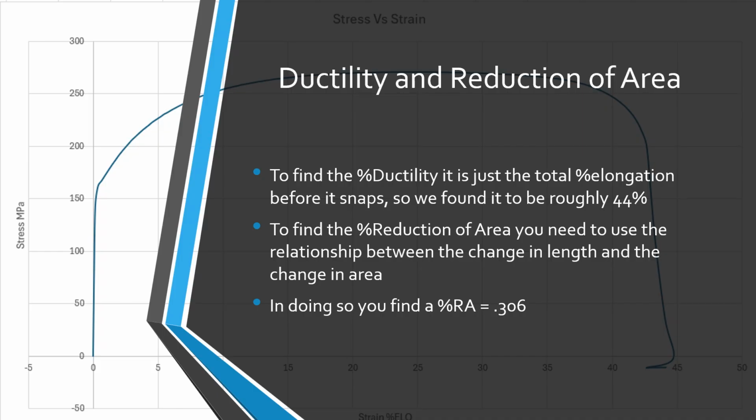This slide covers ductility and reduction of area. These two factors are related in the sense that the more ductile something is, the more it's going to elongate, and that means the area is going to reduce more. To find the ductility, it's simply the total percent elongation before it snaps. In our case, that's around 44%. To do the reduction of area, you find the connection between the reduction of area and the elongation, and then you just plug it in. For our case, we got a reduction of area of around 0.306.